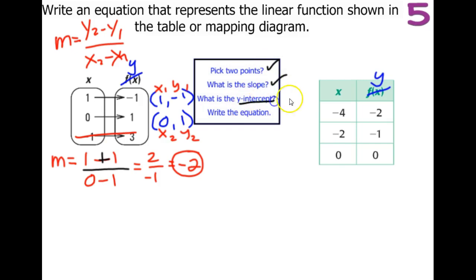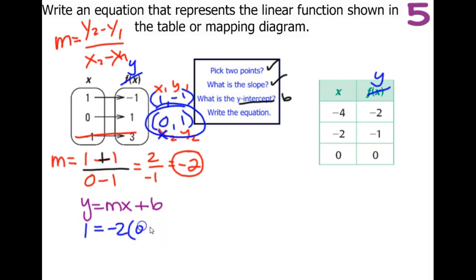Now I need to find the y-intercept, or b. So we know we have points and we have a slope here. So we can use our equation y equals mx plus b to plug them in. I'm going to use this point because I like plugging in 0. So y is 1, m is -2, x right here is 0, and then plus b.